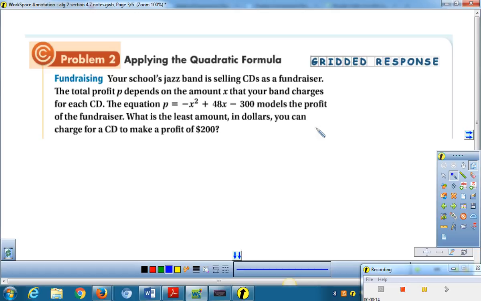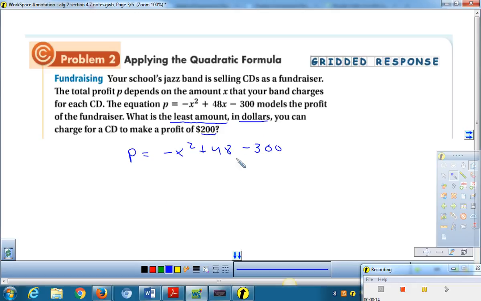Your school's jazz band is selling CDs as a fundraiser. The total profit P depends on the amount X that your band charges for each CD. The equation P equals negative X squared plus 48X minus 300 models the profit of the fundraiser. What is the least amount in dollars you can charge to make a profit of 200?